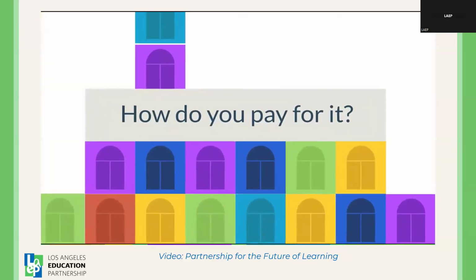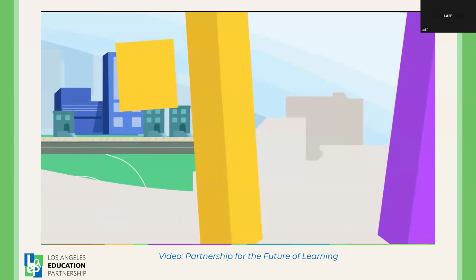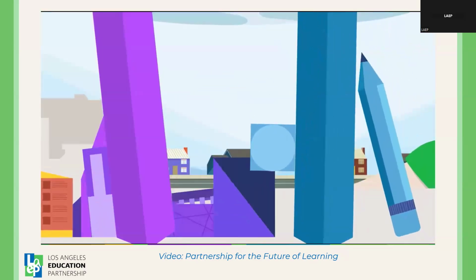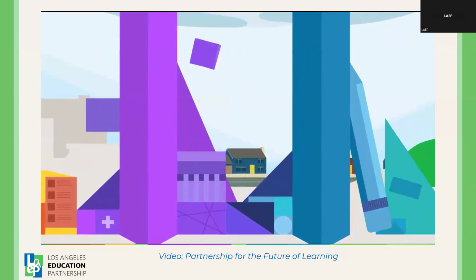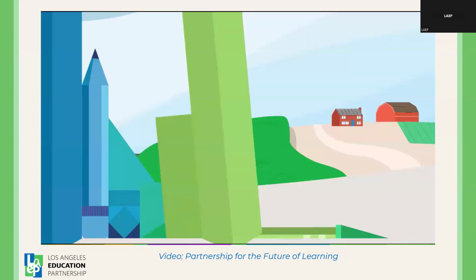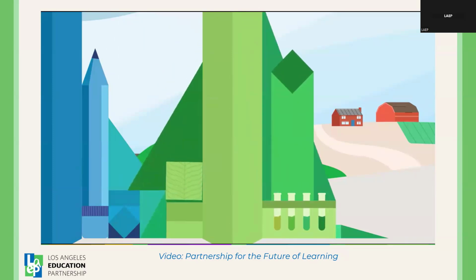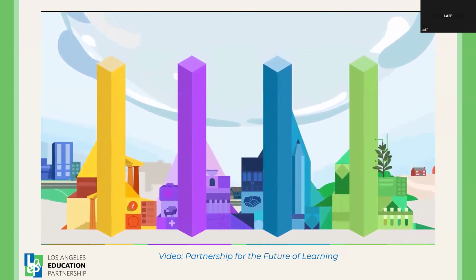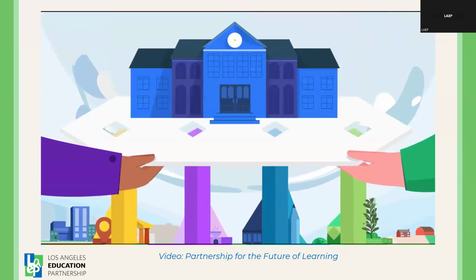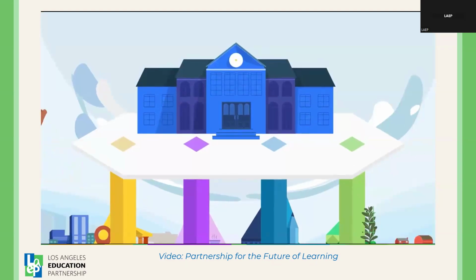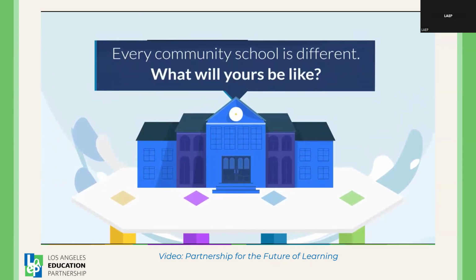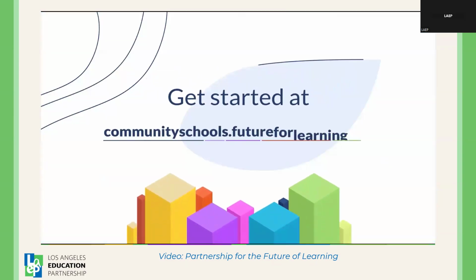Now, how do you pay for it? Startup costs like hiring a full-time coordinator can be raised from foundations or state and local governments. Tapping into existing funding and partnering with local businesses can bring in service providers. Sharing resources and staff with partners can help everyone do more. And as a community school becomes more established, leaders can advocate for budgets that sustain their impact and new funding to expand it. Every community school is different. What will yours be like? Get started at communityschools.futureforlearning.org.